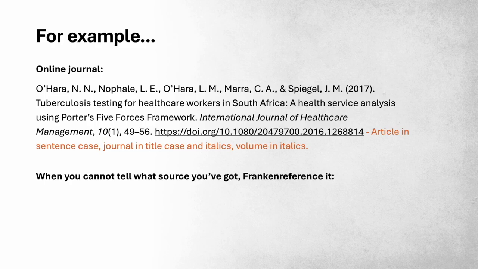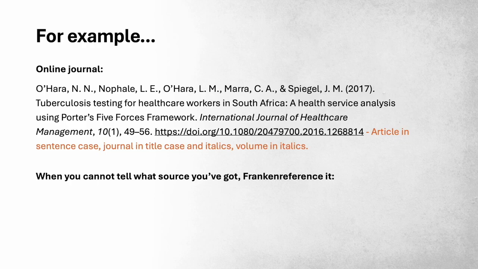The journal title is in title case, as in capital letters on every word, and italics. The volume number, which in this case is 10, is also in italics. And that is swiftly followed by the issue number in brackets at the side in non-italic type. A comma is added, followed by the page range of the article. So where does the article start and where does it finish? Followed by a full stop.